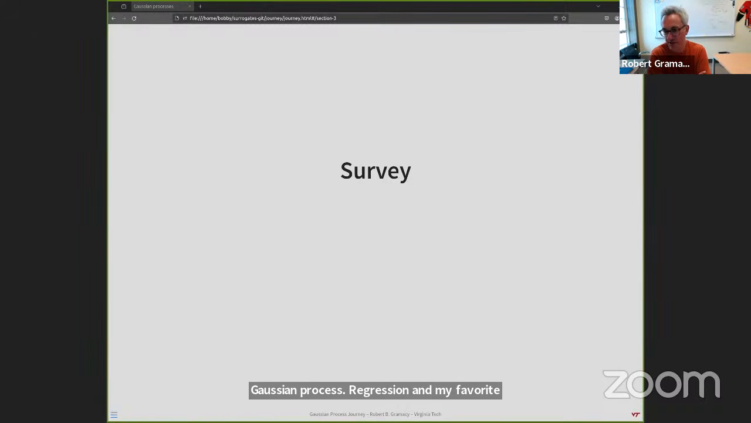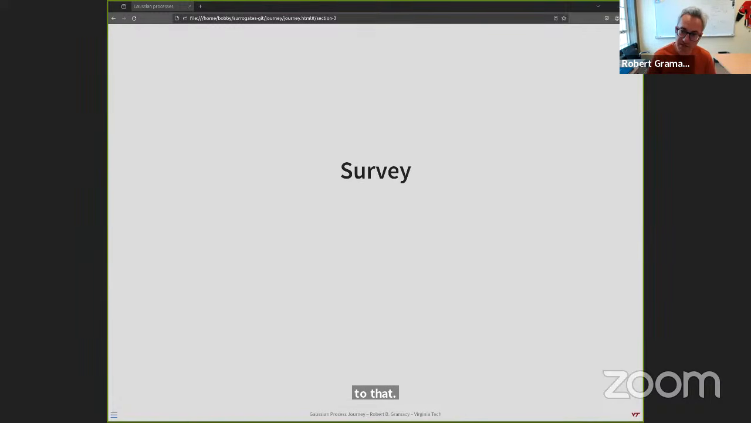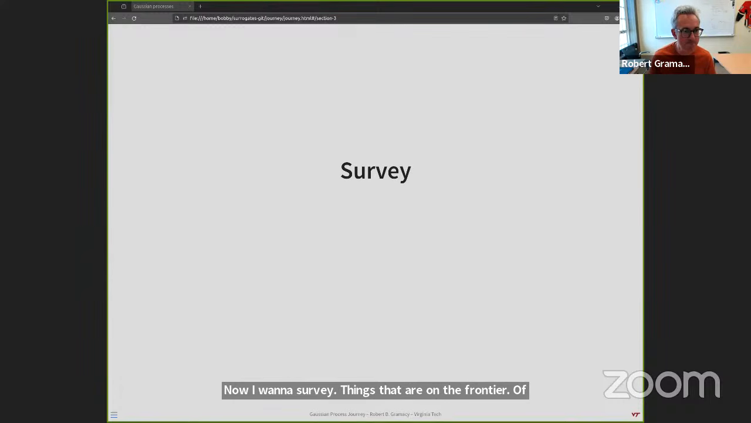There are many applications. I'll tell you about another application a little bit later that's sort of similar to that. Now I want to survey things that are on the frontier of modern research in Gaussian processes.